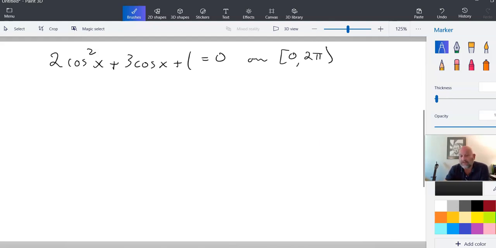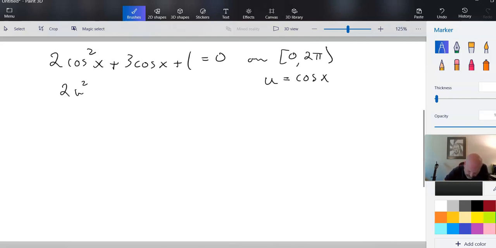Now, I do want to say that if you can see how to factor it without using the substitution of u, you're more than welcome to do that. A lot of people do that, and once you get a little more comfortable with it, you'll see it just starts to happen. But until you're there, the substitution in this case is to say that u is equal to cosine x. That's going to transform our entire equation into 2u squared plus 3u plus 1 equals 0.